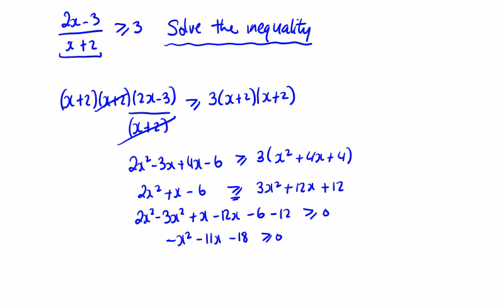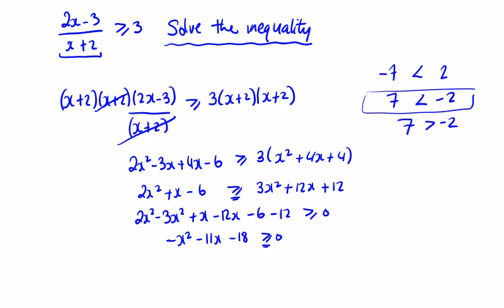And we know in inequalities, if we change the sign, we can see here minus 7 is less than 2. But if we change both sides, 7 is not less than minus 2. 7 is greater than minus 2. So this is the reason why we need to change the signs in inequalities. Change the direction of the inequality if we change the sign. So x squared plus 11x plus 18 is less than or equal to 0.